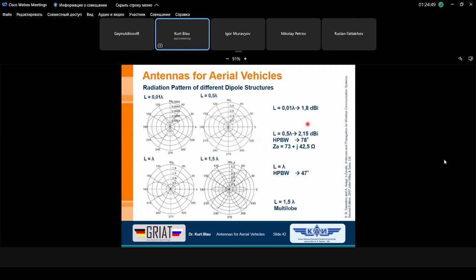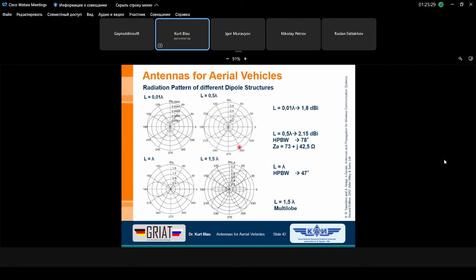You can realize an exact half wavelength long dipole at a given frequency or wavelength. This antenna delivers, with regard to an isotropic radiator, a gain of 2.15 dBi. The half power beam width means this angle: if this is 0 dB, we go to minus 3 dB, and we cut at these two points, and the angle between these two points is the half power beam width.